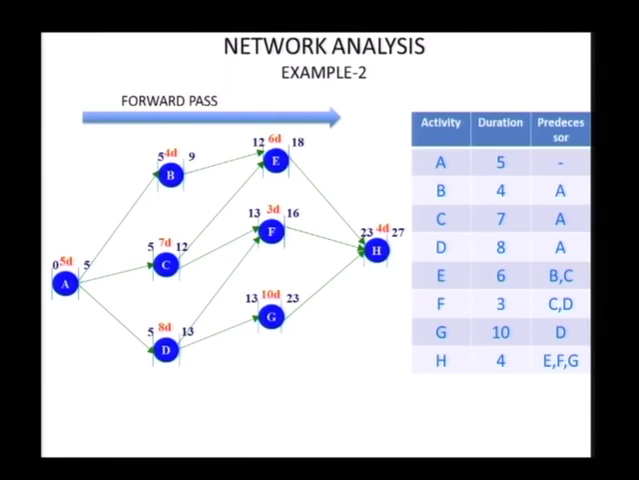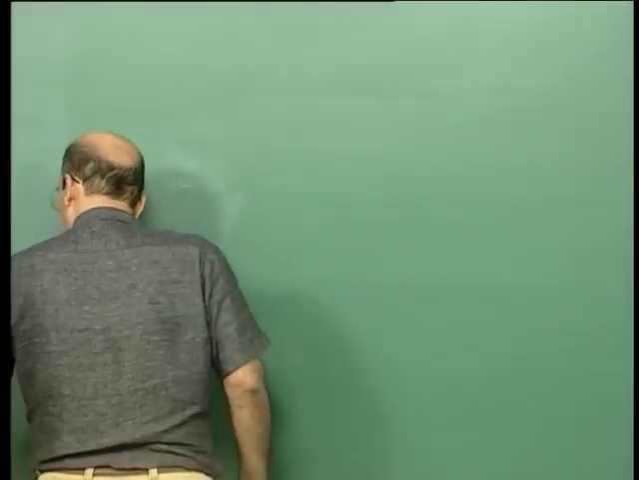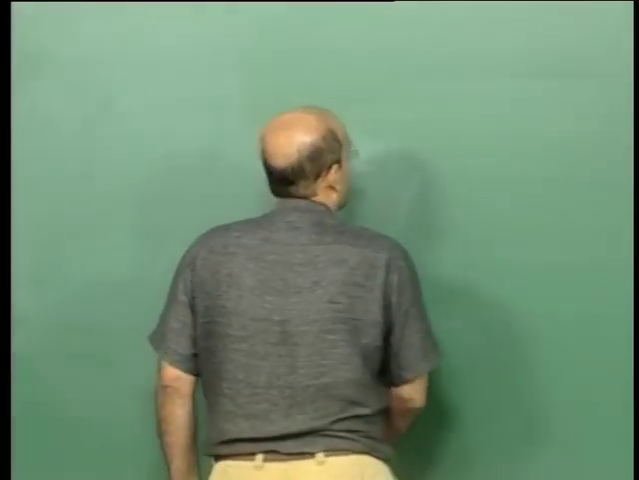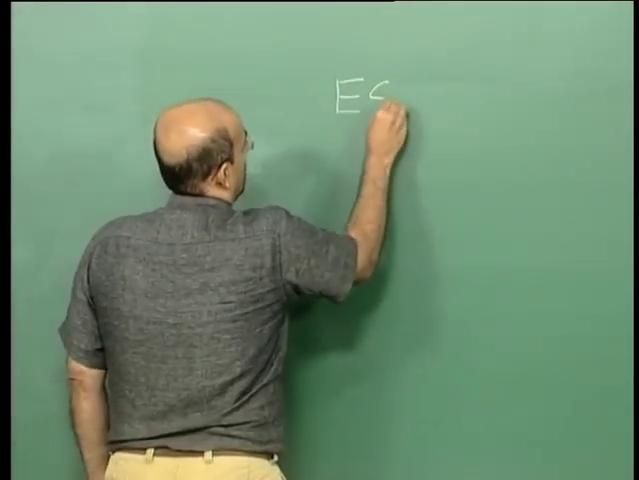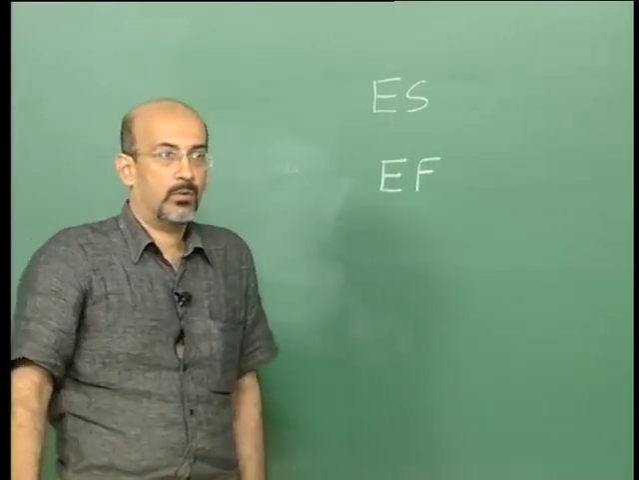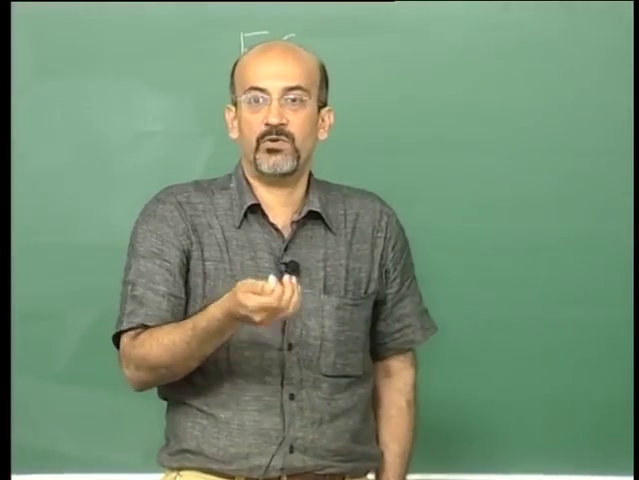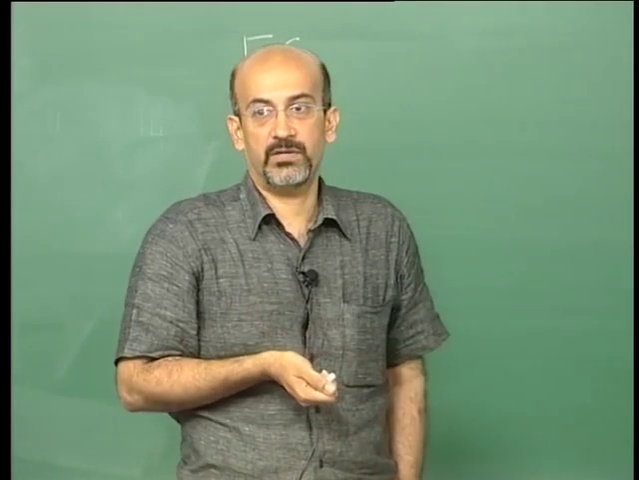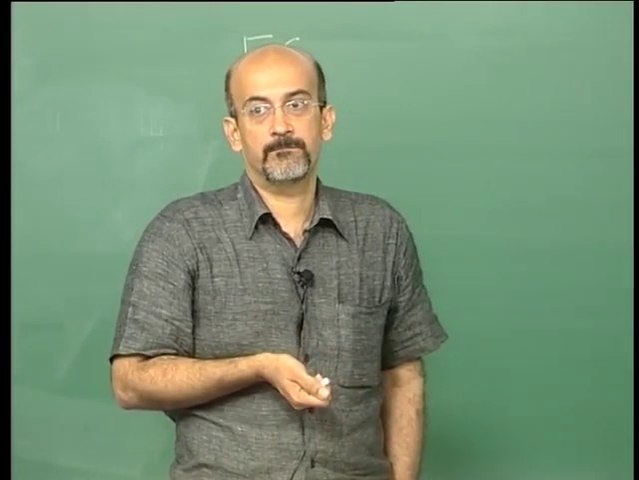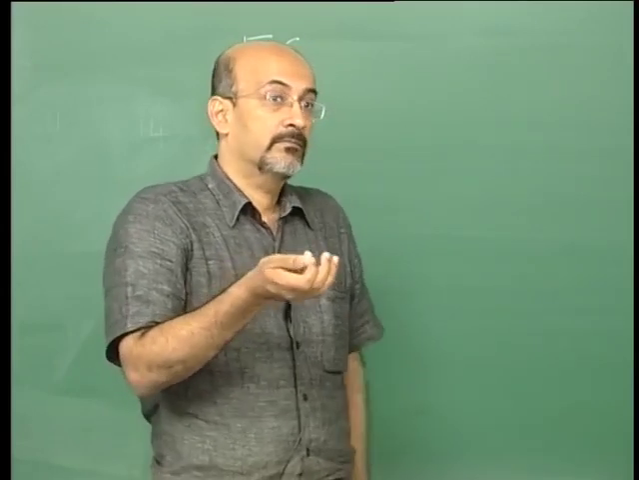Okay, any questions? So what we did here is a forward pass, and what we calculated was the early times. We calculated the early start and the early finish. If I wanted to come up with some kind of formula, what would my formula for early start and early finish be? Either predecessors or successors. Early finish of all the predecessors.